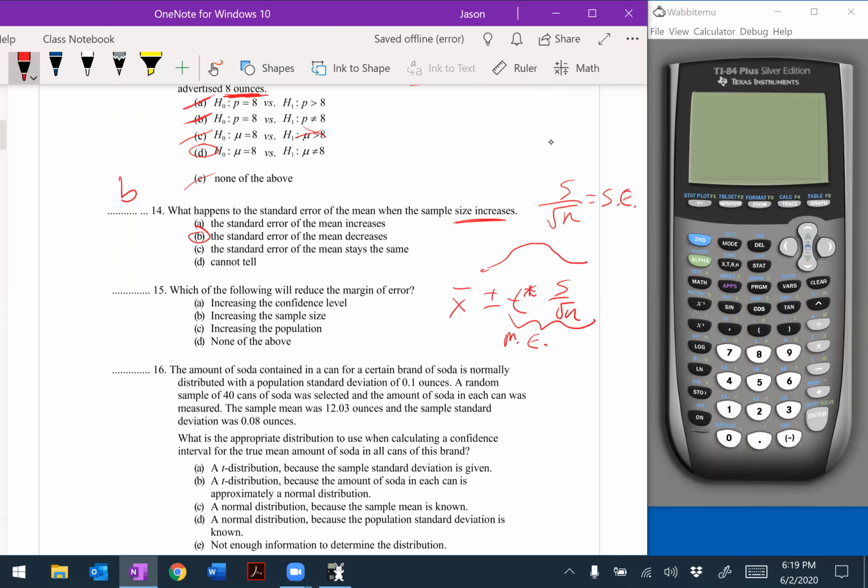If we look at a graph real quick, always draw a graph, always draw a picture if you can. X bar is in the middle here. And so what's gonna reduce my margin of error? What's gonna make this thing smaller? Well, either s is gonna get smaller, that will reduce it. Or t star gets smaller, that reduces it. Or n gets bigger.